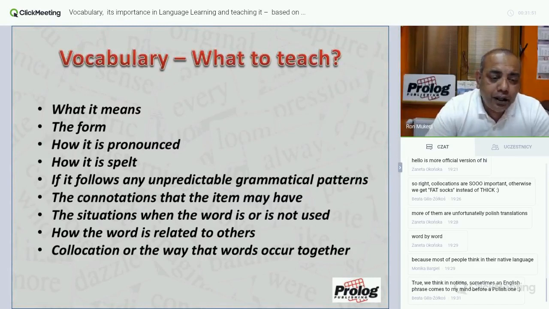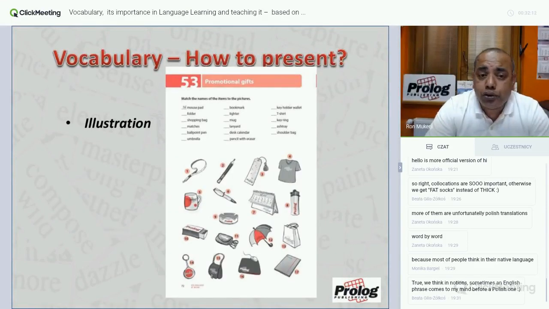So since we know all this, what to teach, this is important for the teacher. The teacher should know what he needs to teach. Otherwise, he's never going to teach. It's not just going into the classroom and doing whatever comes to your mind. You need to plan this. So obviously, it leads us to the question, how to present vocabulary. Now, the easiest way, of course, is some kind of illustration.